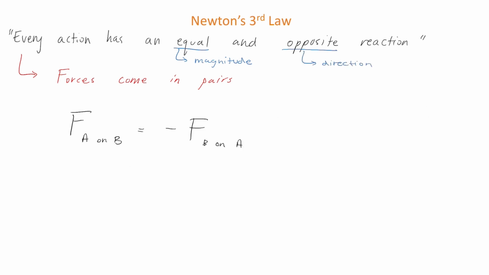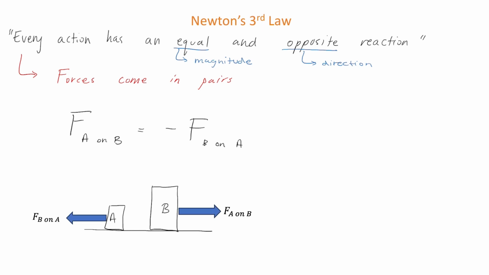And now you may have seen this more generically written as the force A on B is equal to negative the force B on A. And what this means is that if you have some object A that applies a force to object B, then object B will apply a force back on object A, and this force will be in the opposite direction.